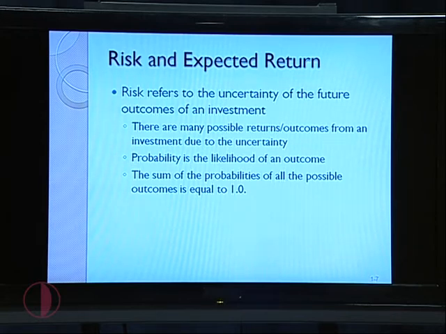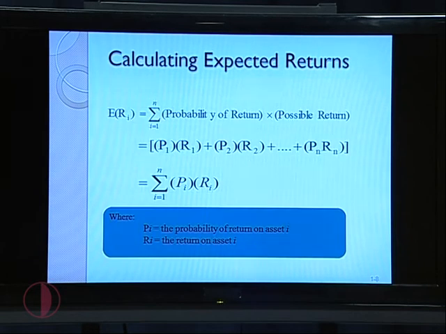Probability is the likelihood of an outcome. The sum of probabilities of all possible outcomes will be 1. Now, how can we calculate the expected rate of return if we have an investment in this area? The expected return equals the summation of the probability of return multiplied by the possible return.